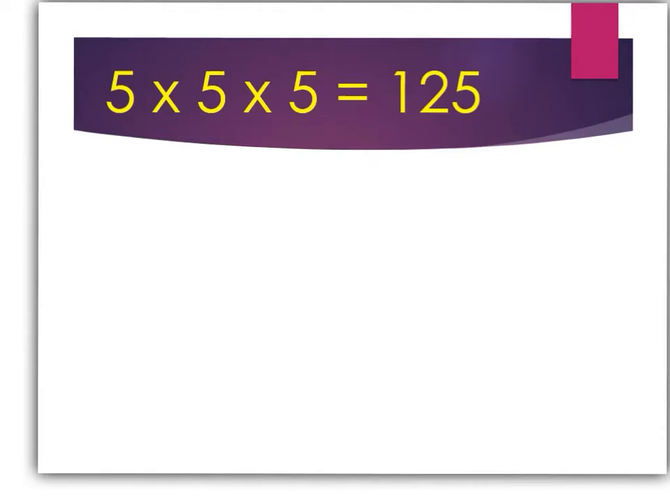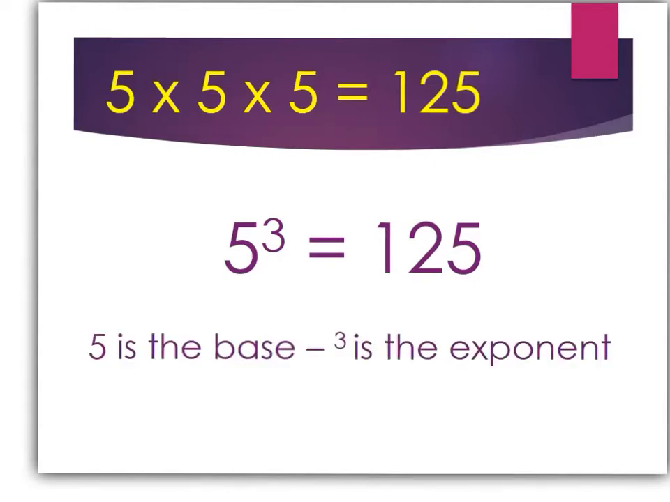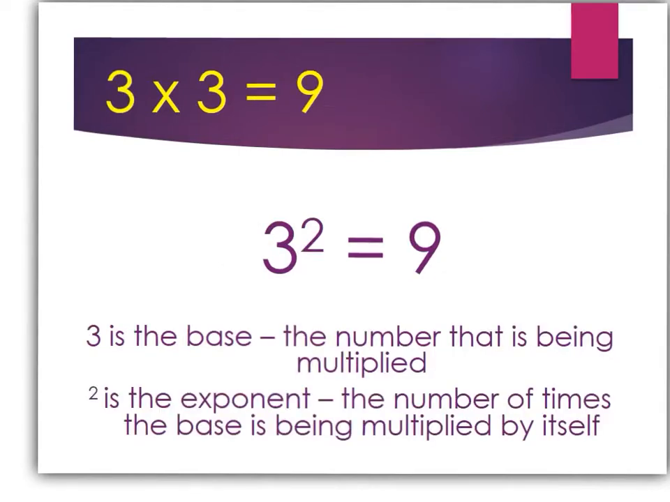Here's another example. I have 5 times 5 times 5, and that equals 125. Using exponents as a shortcut, I have 5 raised to the third power, or 5 to the third power, where 5 is my base and the 3 is the exponent. Again, 5 is the number that's being multiplied by itself, and it's 3 times. So it's 5 times 5 times 5.